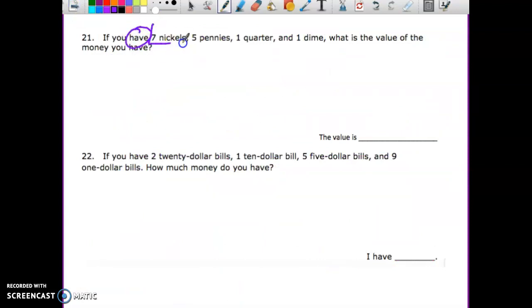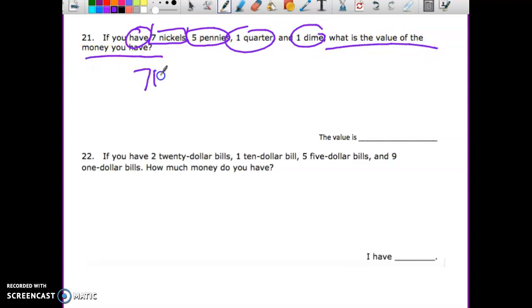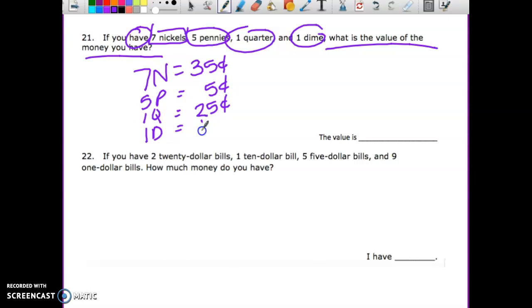So you have 7 nickels, 5 pennies, a quarter, and a dime. What is the value of the money you have? So 7 nickels, that equals 35 cents. My 5 pennies equals 5 cents. My 1 quarter is going to equal 25 cents. And my 1 dime equals 10 cents. Adding down, I get 15, carry my 1. Adding down again, I'm going to get 75 cents.